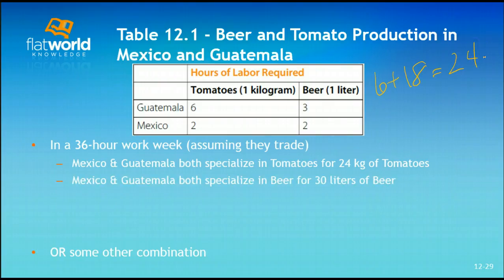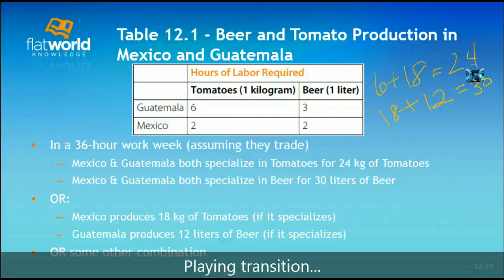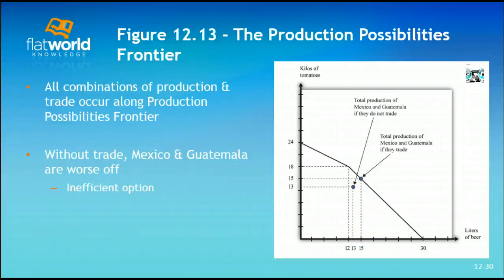If they both chose to specialize in beer, Mexico could produce 18 liters of beer, and Guatemala could produce 12 liters of beer, which would get both countries, if they specialize in beer, 30 liters of beer. Or Mexico could specialize in tomatoes and produce 18 kilograms of tomatoes, and Guatemala could specialize in beer and produce 12 liters of beer. Or there are multiple other combinations, and we see all of them graphically on this production possibilities frontier.